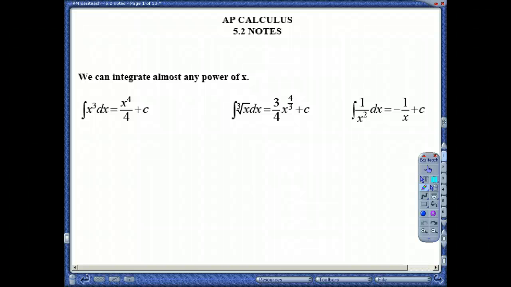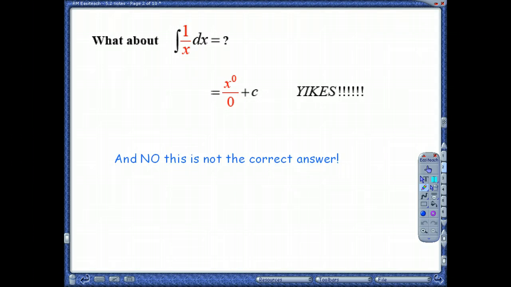Section 5.2. Now we've done a lot of different powers and we can integrate almost any power of x. Exponents or negative exponents, remember this would be an x to the negative 2. We've got our rational exponents, any kind of fraction. Well, there's only one part we don't know, and that's an x to the negative 1 power. 1 over x dx is x to the negative 1 power.